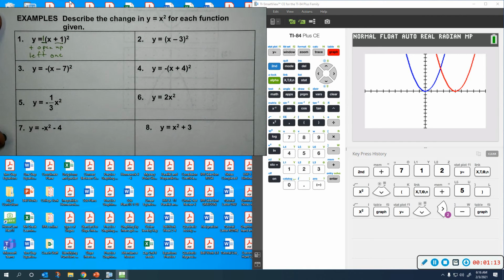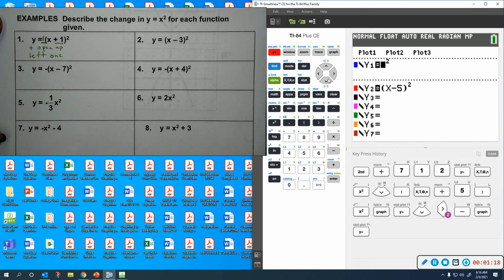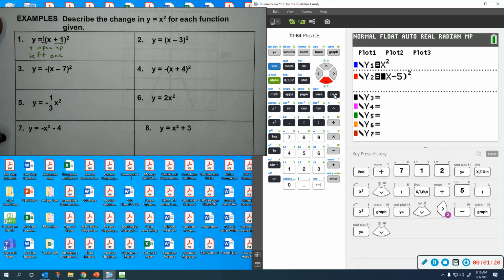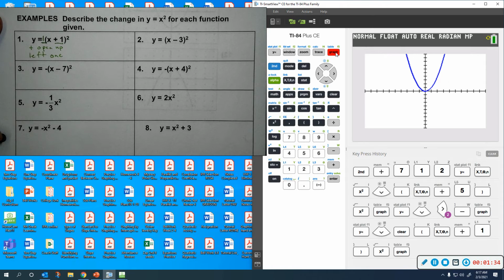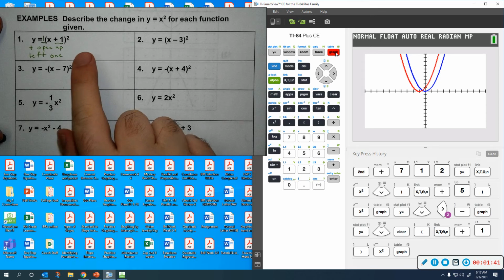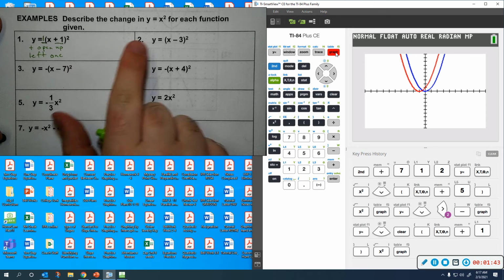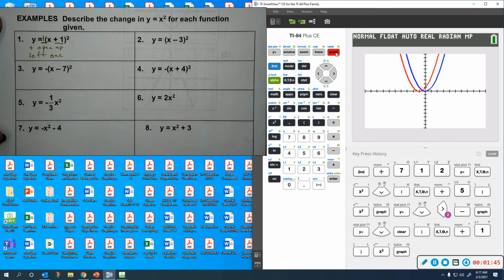Now, just to check and make sure that's what it does, let's go into y equals. I'm going to leave x squared for my y1, and go to my y2, clear that out, and I'm going to type in parentheses x plus 1, close parentheses, squared. And let's see if it just shifts to the left 1 space. And sure enough, it does. So, describe it, and if you need to see it, you can also graph it to double check your answer.